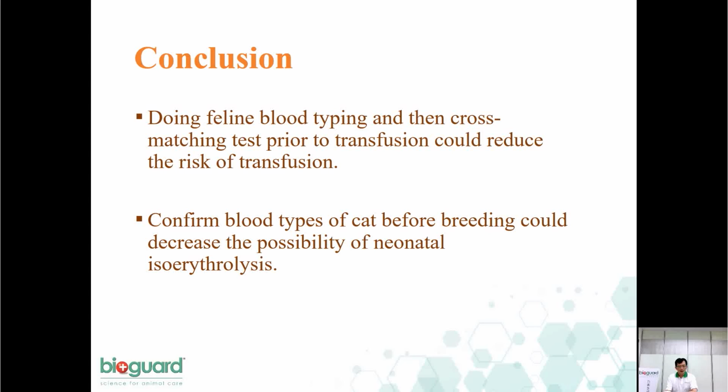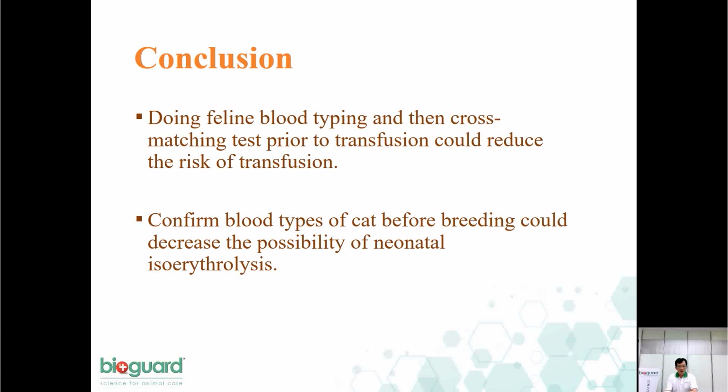When is the blood transfusion needed? Usually, a blood transfusion is considered if the cat has anemia or acute blood loss, when the PCV is below 10 to 15%. And if we give whole blood, there will be three parts to the contents, including the red blood cells, plasma, and the platelets. All of those may be important for a cat with acute blood loss.